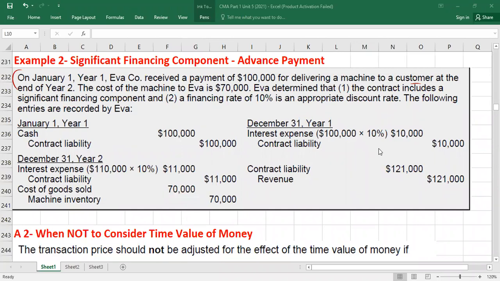This was all about when to consider the time value of money. Okay, and if the answer is yes, so this we have discussed. Then we will consider the time value of money if there is a significant financing component, and we will assume there is a significant financing component if the cash price is different than the transaction price, or if the cash receipts and the delivery of the asset, the difference between these 2 points, is more than 1 year.